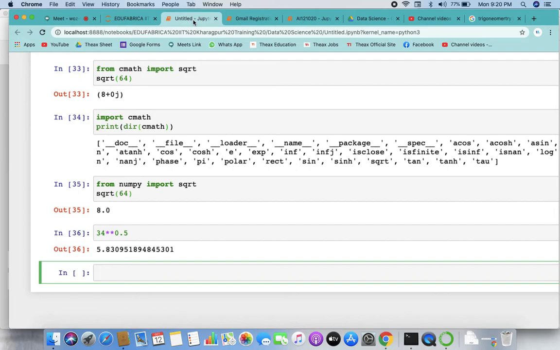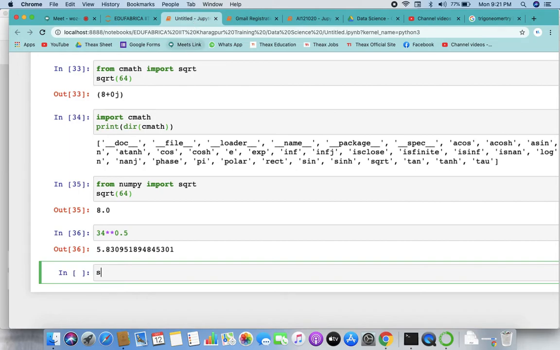Because that is not a numerical expression, we are not getting a numerical value. We are just leaving it as a symbolic representation of square root of 34, which is not a perfect square. So in that case, if it is not a perfect square, what we do is we leave it as it is.